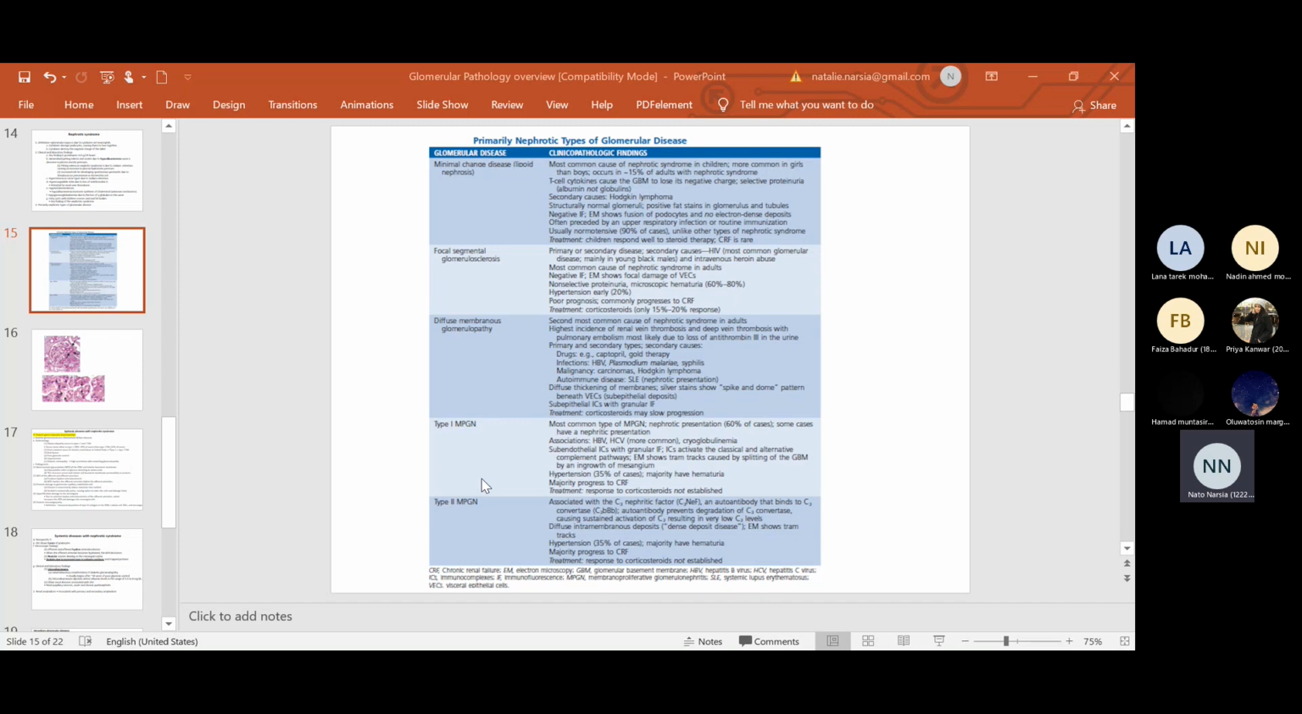And here, minimal change disease, you can find, for example, in Hodgkin lymphoma, which I mentioned in the beginning. Do you remember? Because it is related to cytokines. Cytokines are the pathogenesis here. Cytokines lead to damage of the podocyte. And for that reason, in Hodgkin lymphoma, guys, you have these Reed-Sternberg cells. They produce a massive amount of these cytokines.